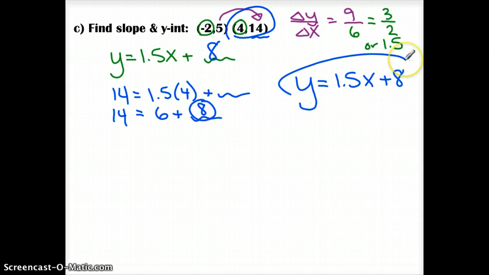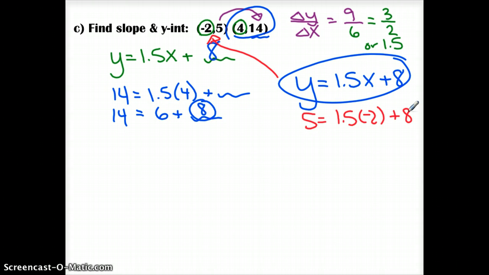And just to double check, I'm going to check if my other point works, because, you know, we're kind of new at this and we might have made a mistake. So let's prove that that's on the line and see if we got it right. So y is 5 in that case. Does 5 actually equal 1.5 times -2 plus 8, or did I mess up? 1.5 times -2 is -3. -3 plus 8 is 5. So that checks out because both sides are 5 and I like it.